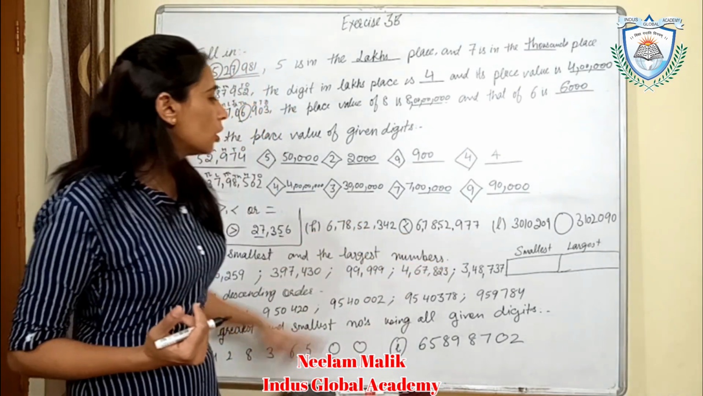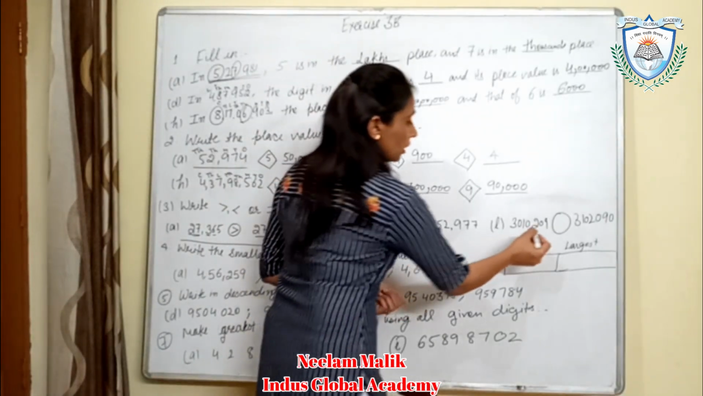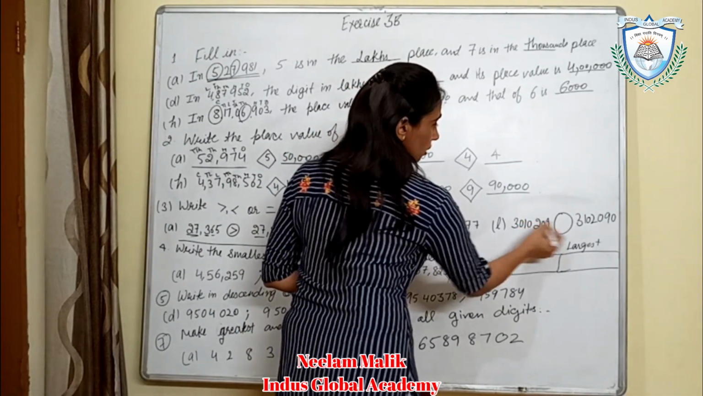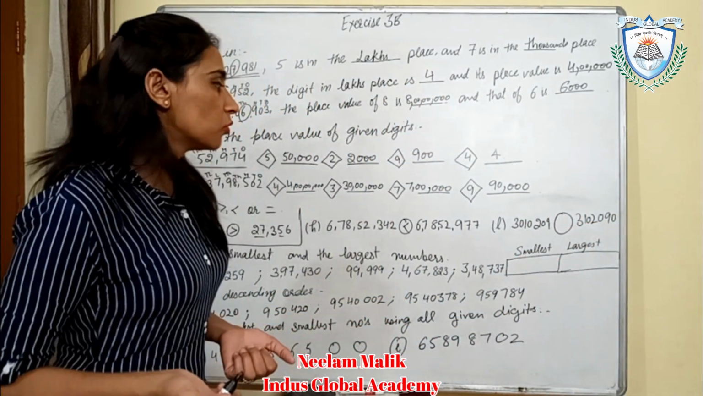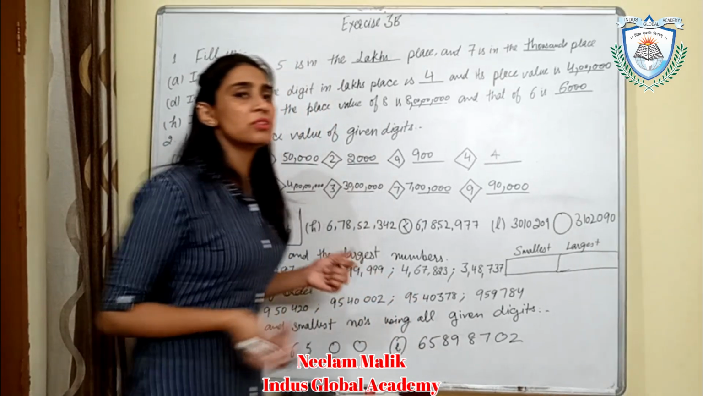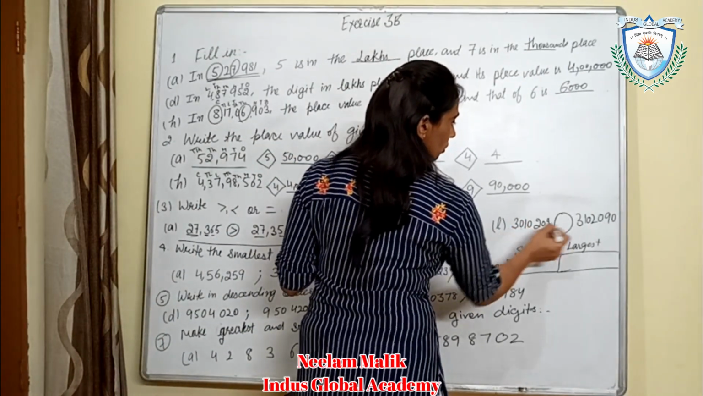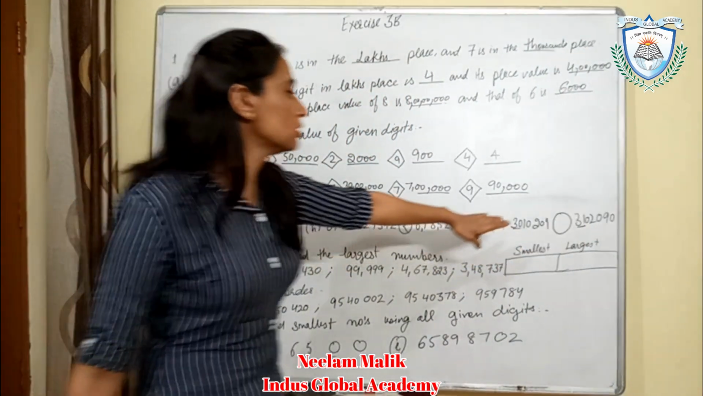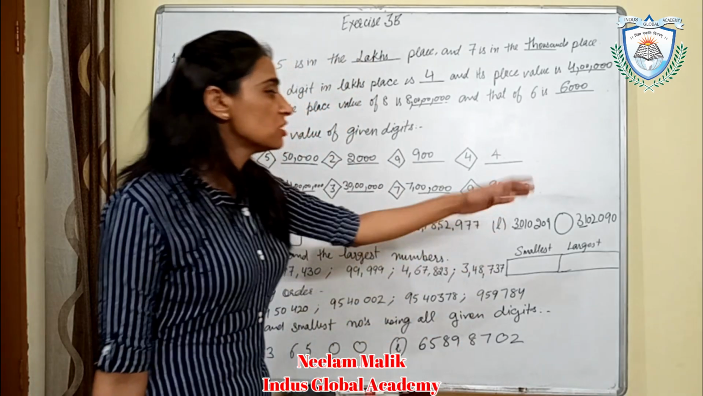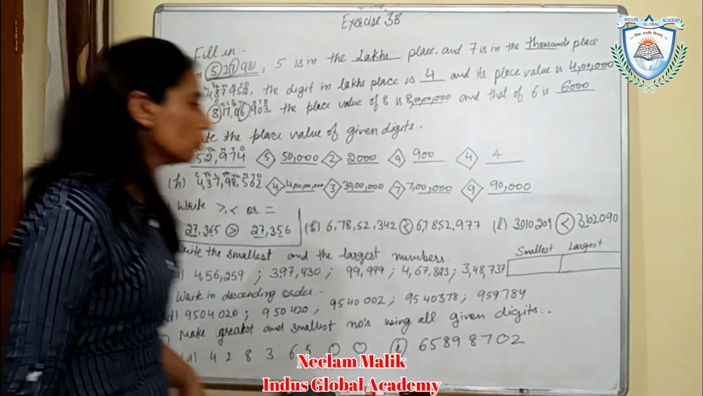Okay. Now the L part. In the L part, first count the number of digits. Here 3, 4, 5, 6, 7. Both have the same number of digits. So start doing comparison from the left hand side. There is 3, 0. Here is 3, 1. So here 30 and there is 31. So that means that number is greater. So you have to do only this.